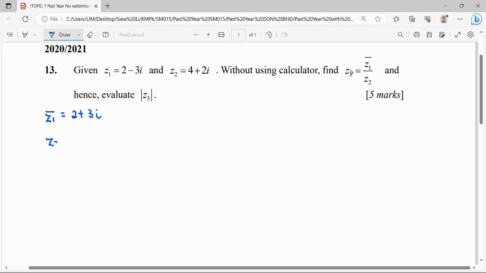So in order to find complex number 3, we need to use the conjugate of complex number 1 divided by complex number 2, which is 4 plus 2i. When we're doing division of complex numbers, we need to multiply with its conjugate. So the conjugate for the denominator complex number will be 4 minus 2i.